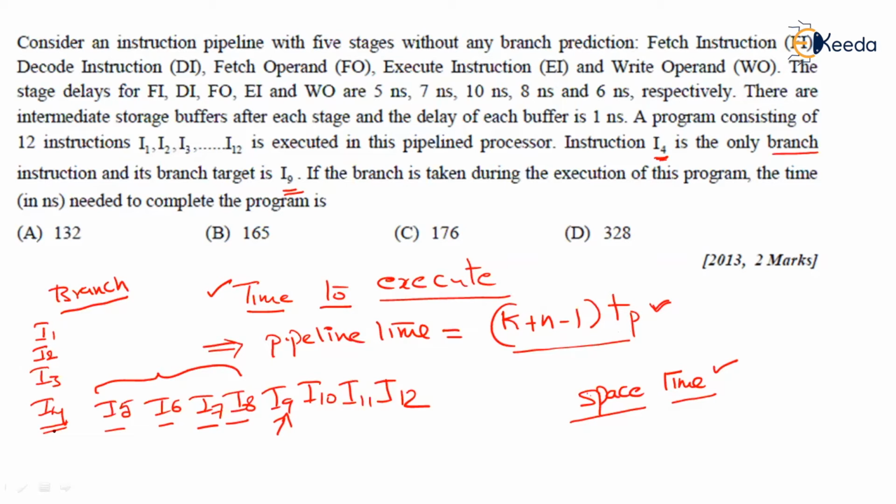Okay, the branch instruction is I4. This branch will take you to I9. Branch target is I9. So the number of instructions that will get executed in the program is just 8 instructions. That is I1, I2, I3, I4, and I4 will directly branch to I9, I9, I10, I11, and I12. Okay, this is the program that needs to be executed. A total of 8 instructions, right? Number of instructions, I will write it here.